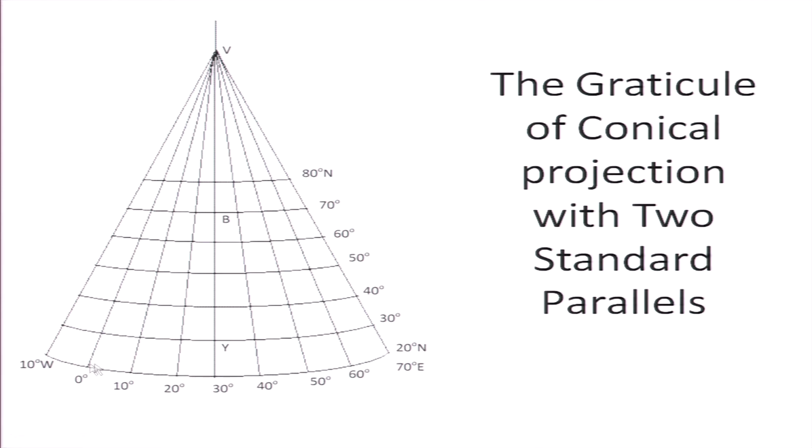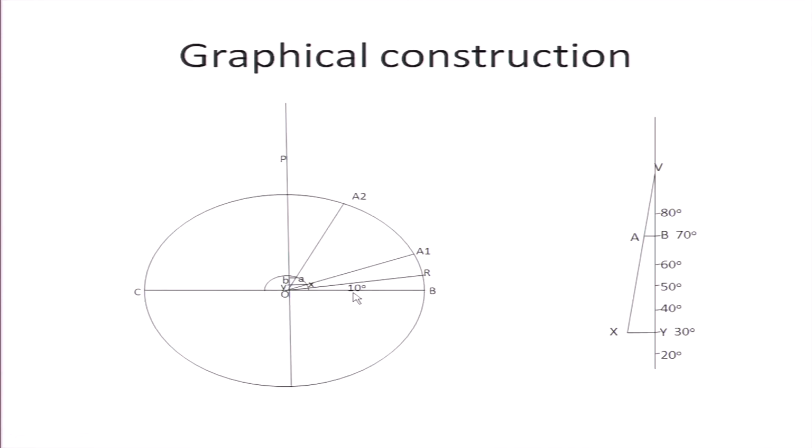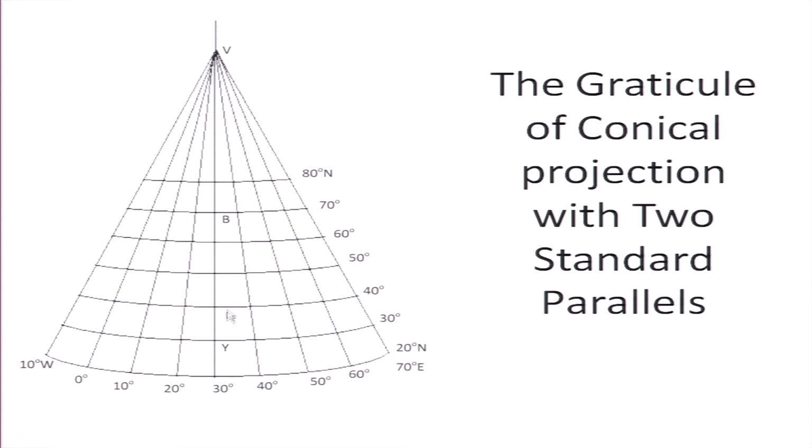This entire parallel is 20 degree north latitude, this is 30, and then we mark other points also with this RB distance, as we have done in here also. We mark other points like this. This is our latitudinal extent, from 20 degree to 80 degree north latitude. And taking V as the center, we draw arcs of circles, concentric circles representing all the parallels.